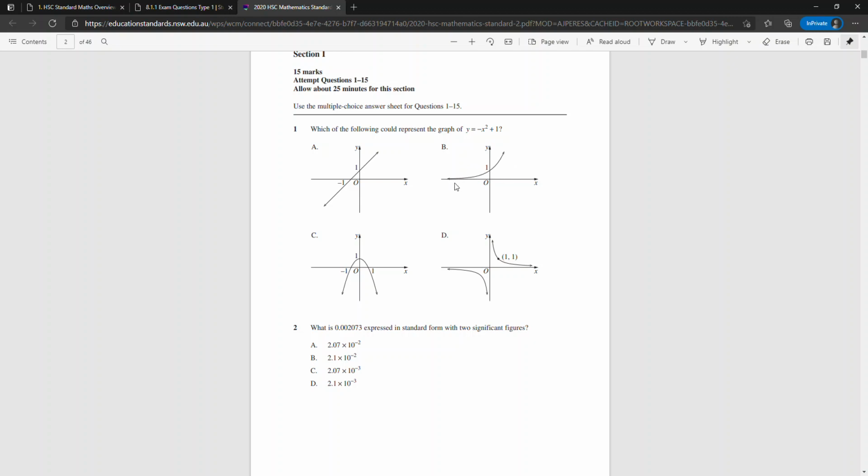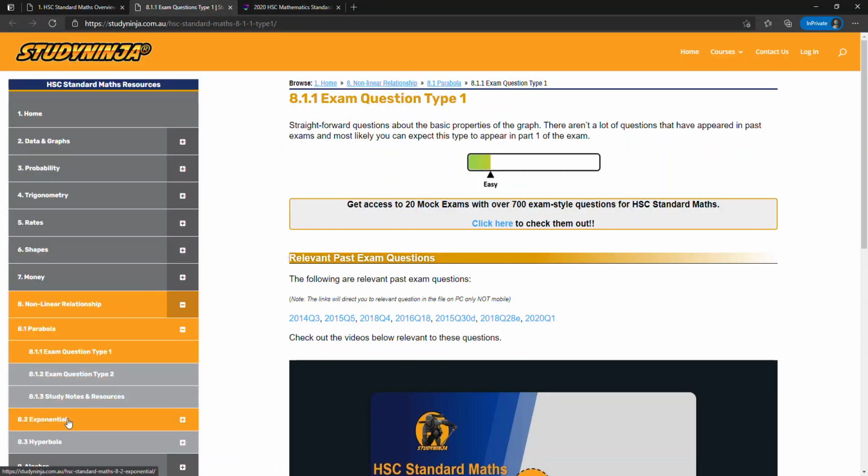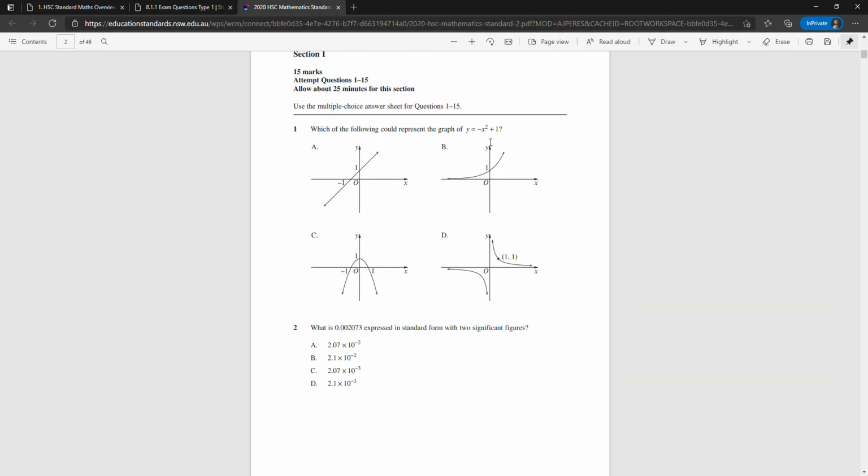This is a graph of an exponential equation. So if you would read the notes, you would know what an exponential equation looks like. So this equation does not look like an exponential equation. This is a hyperbola. This again does not look like that. This is a parabola. So this option C corresponds to this equation. So that would be the right answer.